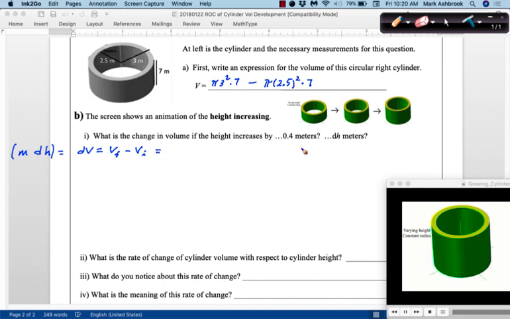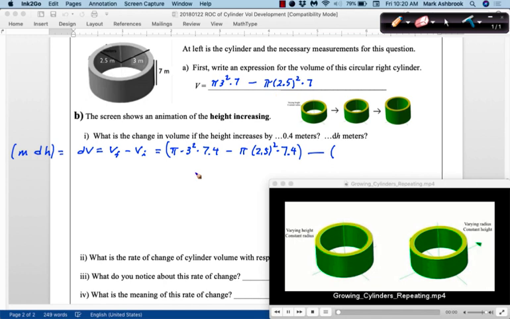So if the height increased by 0.4 meters, what's the final volume first? Instead of writing the height, I'm going to write 7.4. So I'm going to have pi times 3 squared times 7.4 minus pi times. And is that the answer? Is that dV? That's only V final, right? That's only V final because that's a volume. So then I'm going to go minus V initial, which is?